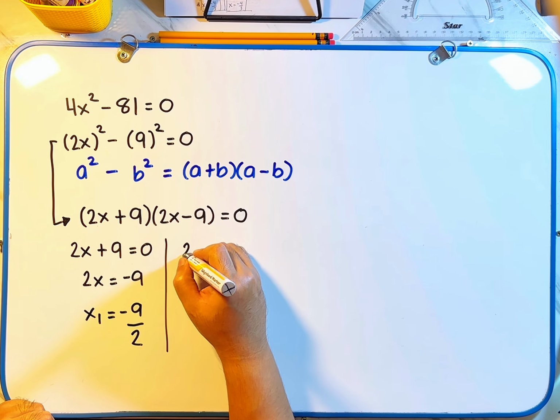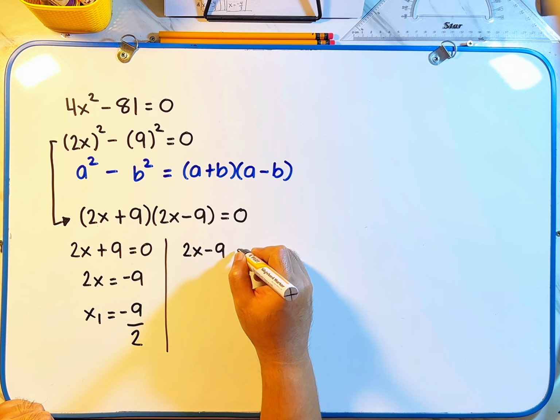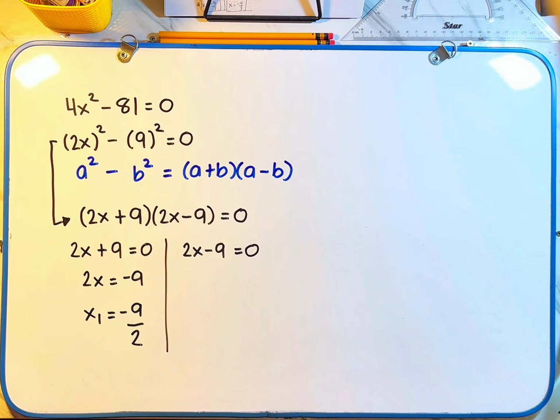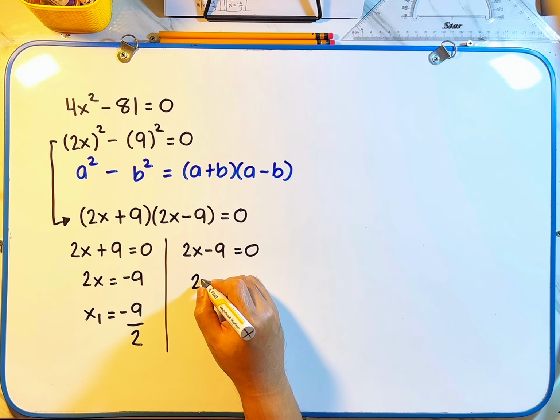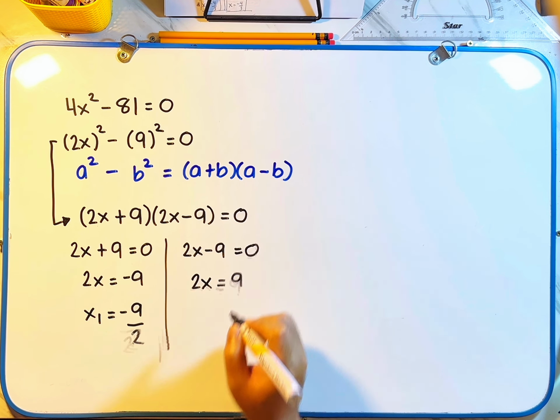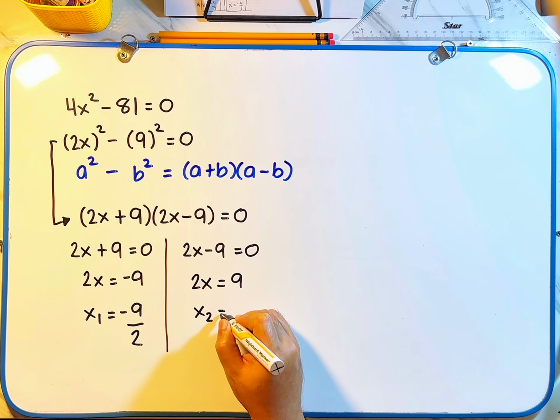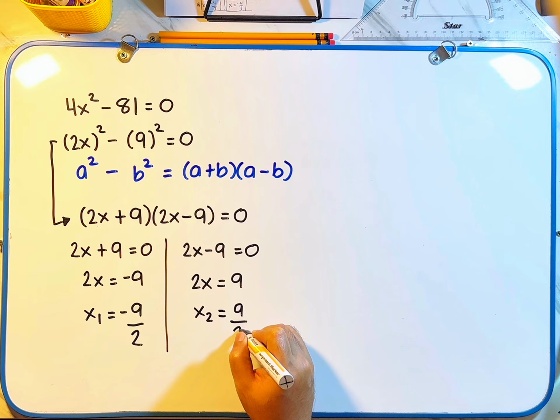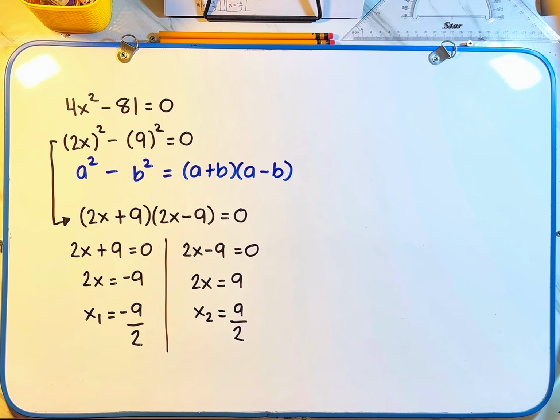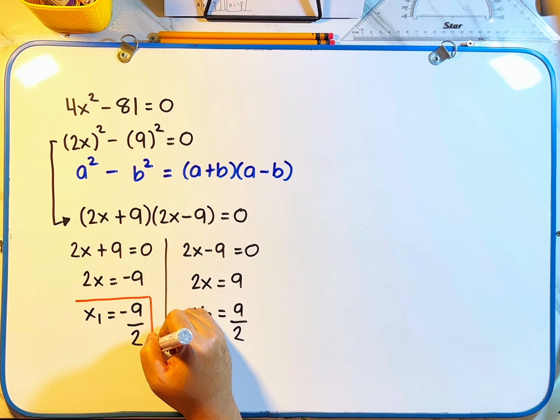For the other factor, 2x minus 9 equals 0. Transpose negative 9 to the other side. 2x is equal to positive 9. Divide both sides by 2. Therefore, x2 is equal to 9 over 2. And here are our solutions.